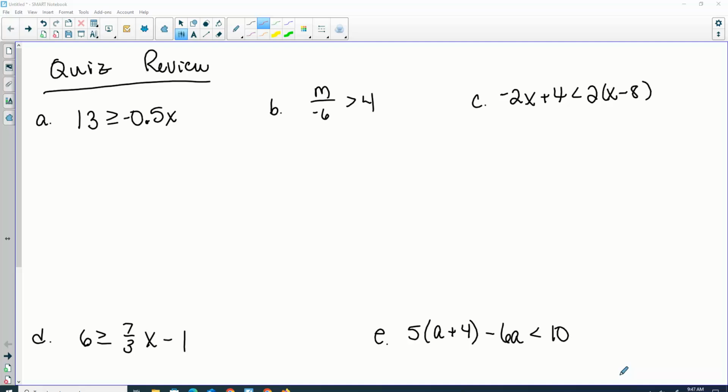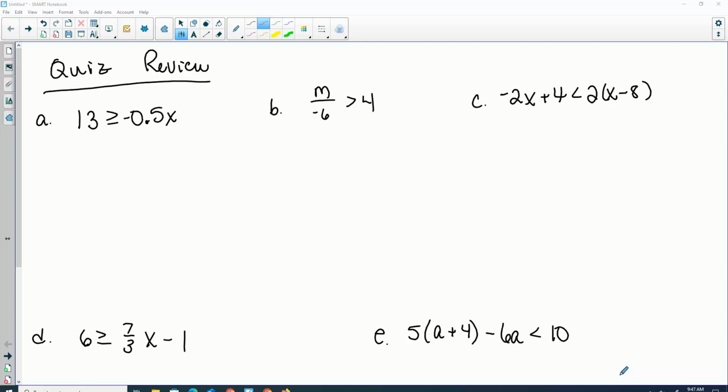Couple days as well. So, when we are solving these, the big thing to remember is it's just like solving an equation, except when... what's the thing that changes it? When you divide by a negative. When you multiply or divide by a negative, it flips the inequality.